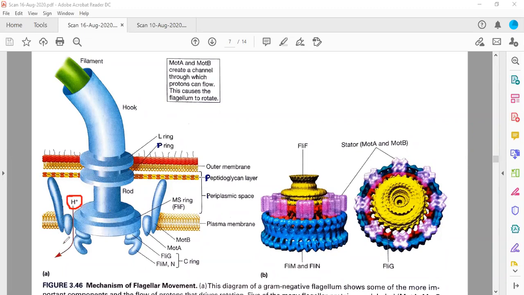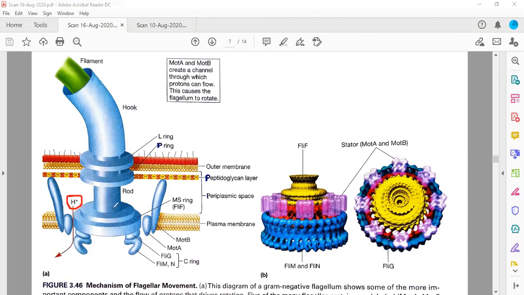So when H positive ions cross the plasma membrane through this channel, it provides a kind of channel between this stator and rotor. So it will give a kind of rotatory motion to this particular flagellum or this particular motor.